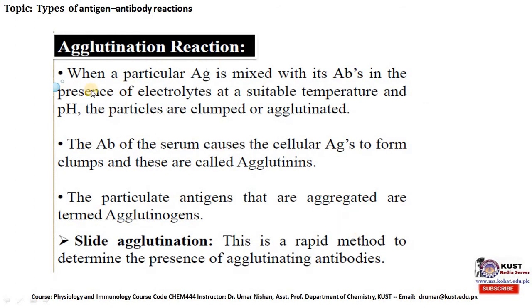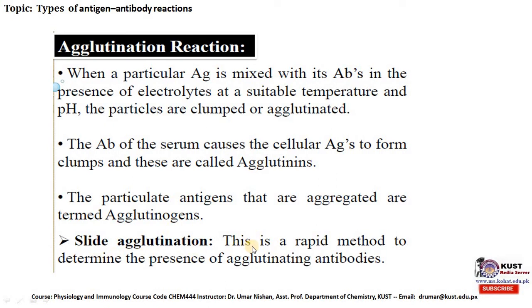Agglutination reaction. When a particular antigen is mixed with its antibodies in the presence of electrolytes at a suitable temperature and pH, the particles are clumped or agglutinated. The antibodies of the serum causing the cellular antigens to form clumps are called agglutinins. The particulate antigens that are aggregated are termed agglutinogens.